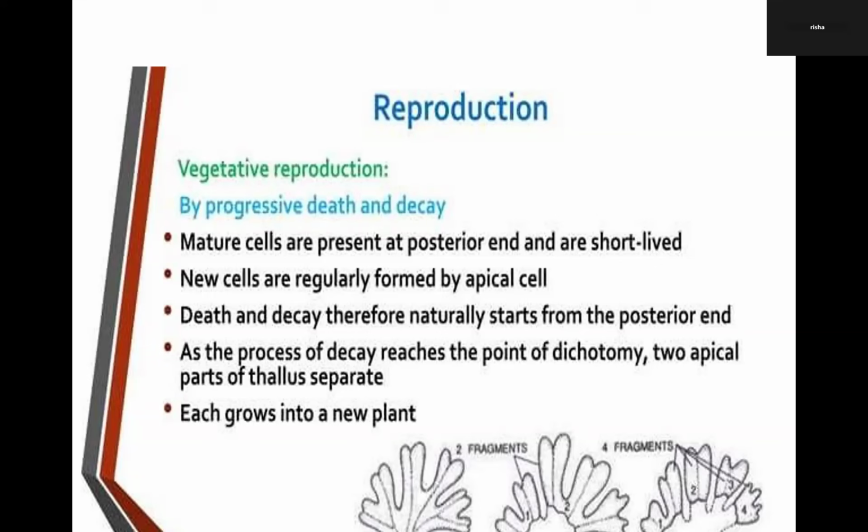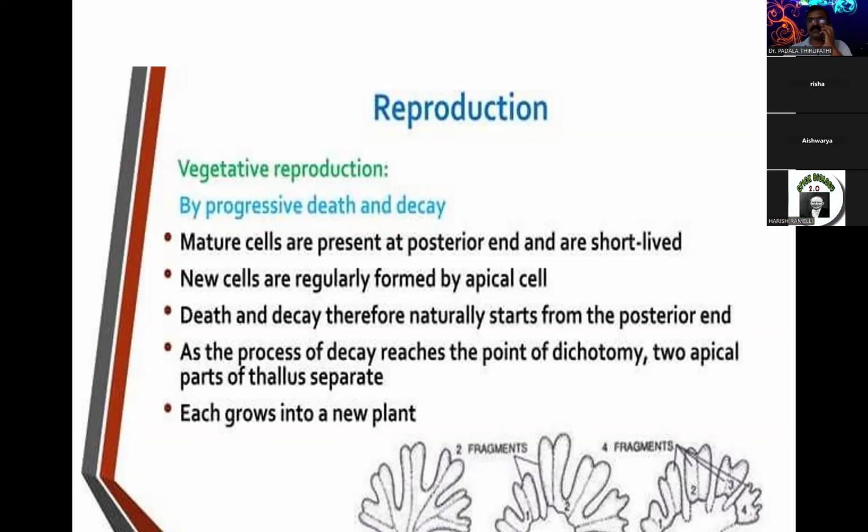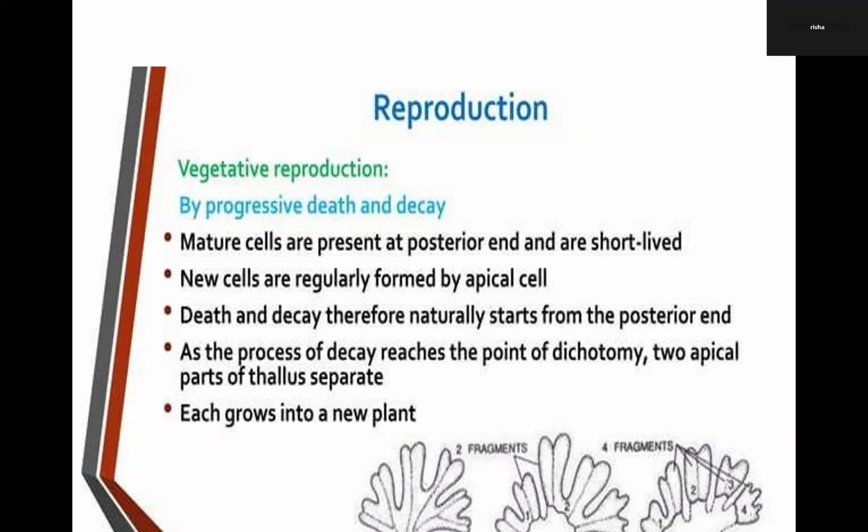The dorsiventrally differentiated Marchantia thallus we have studied. We know about the morphology and anatomy. Now we'll proceed to the reproduction. Reproduction in Marchantia. These are the lower plants, so they reproduce by vegetative method as well as sexual method.